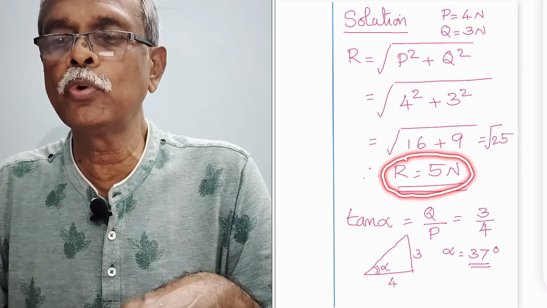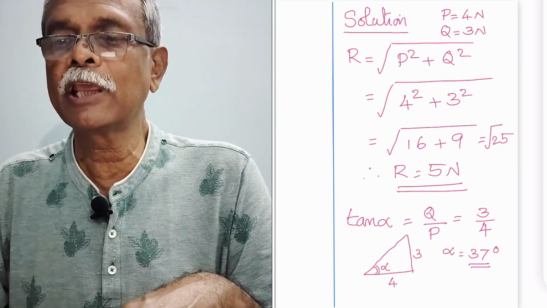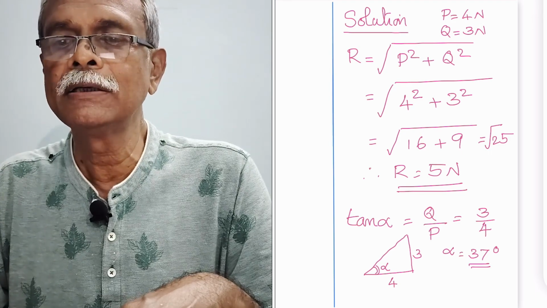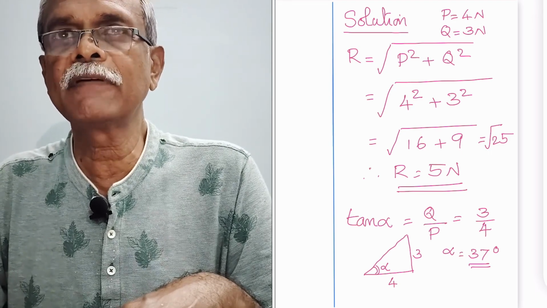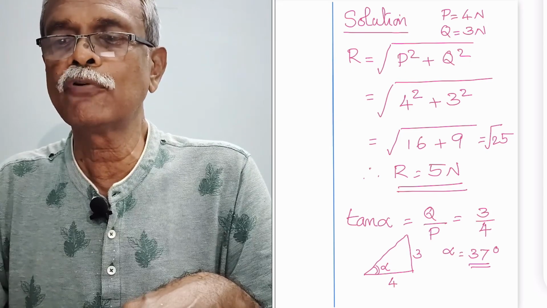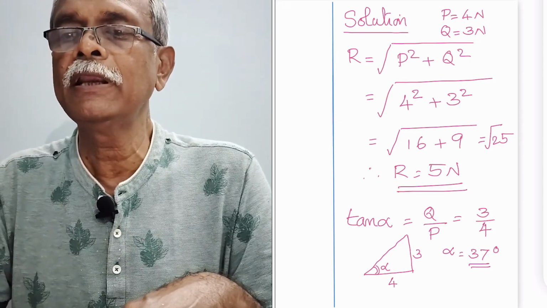Tan alpha is Q divided by P, that is 3 by 4. We know that tan 37 degree is 3 by 4. Therefore, alpha is equal to 37 degree.